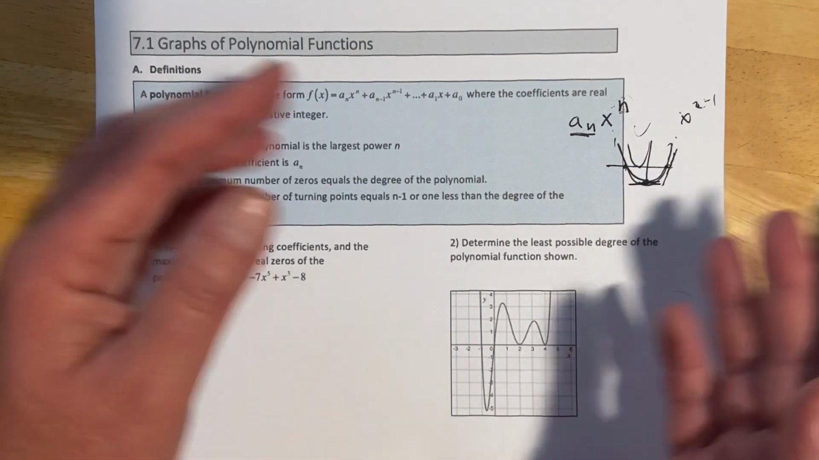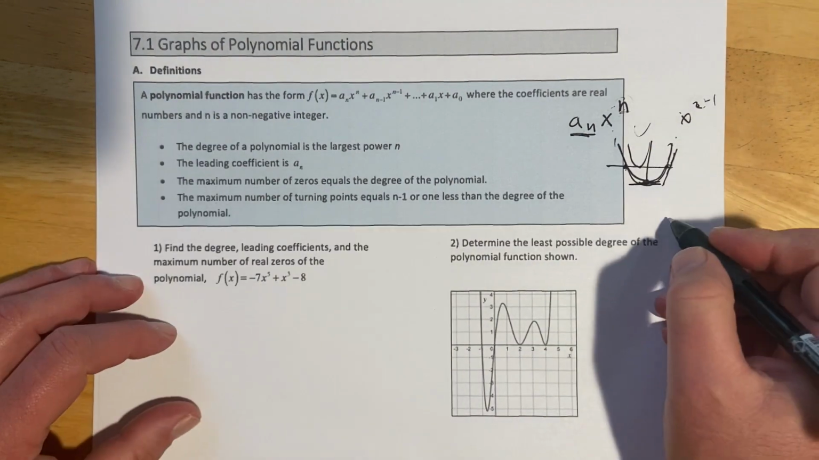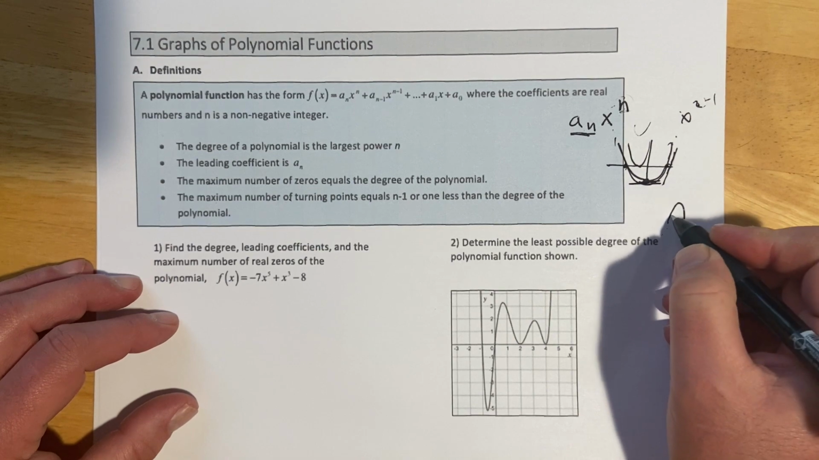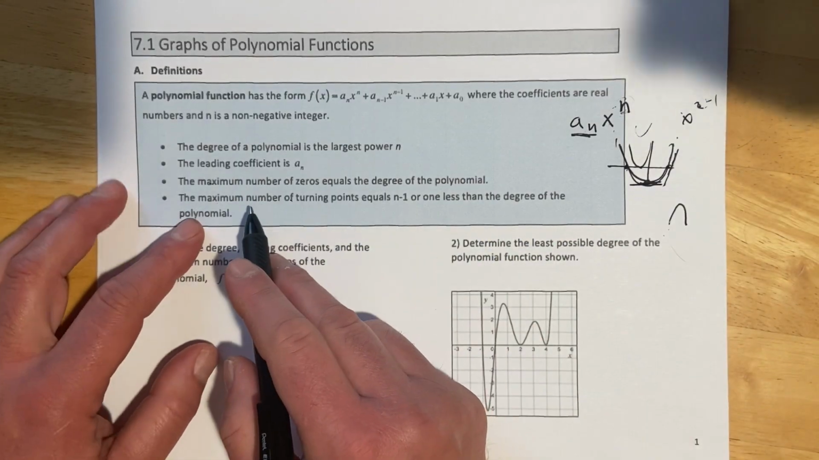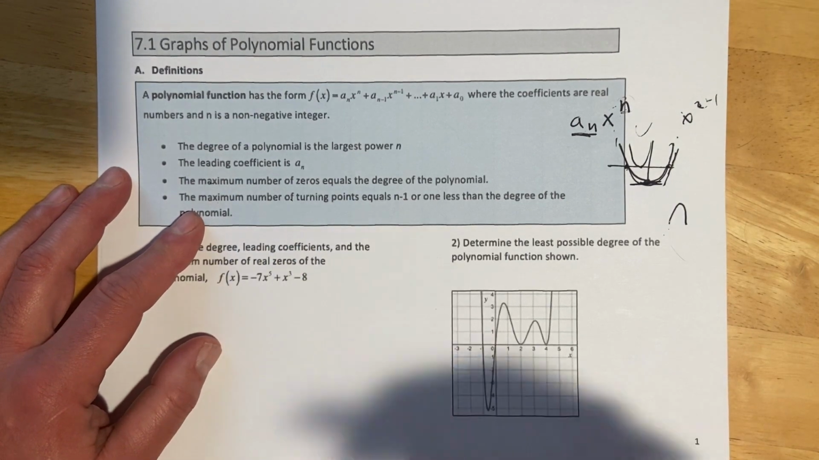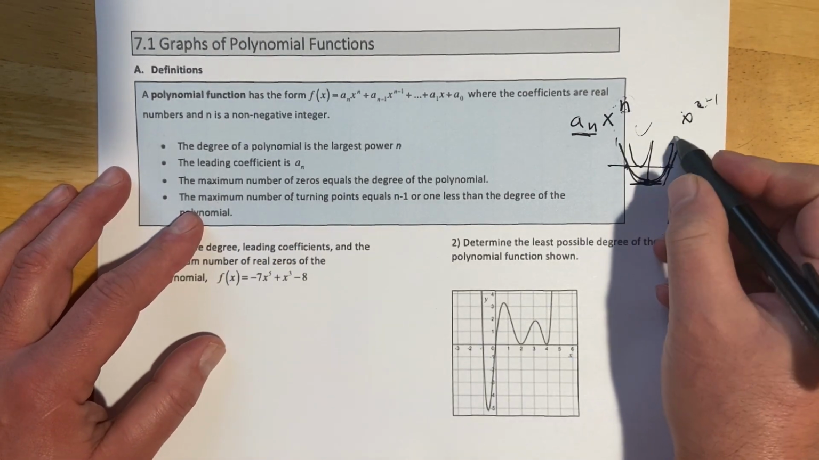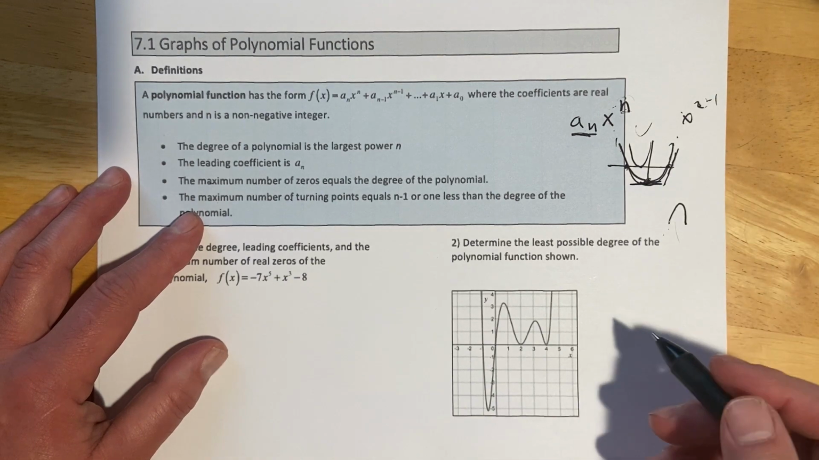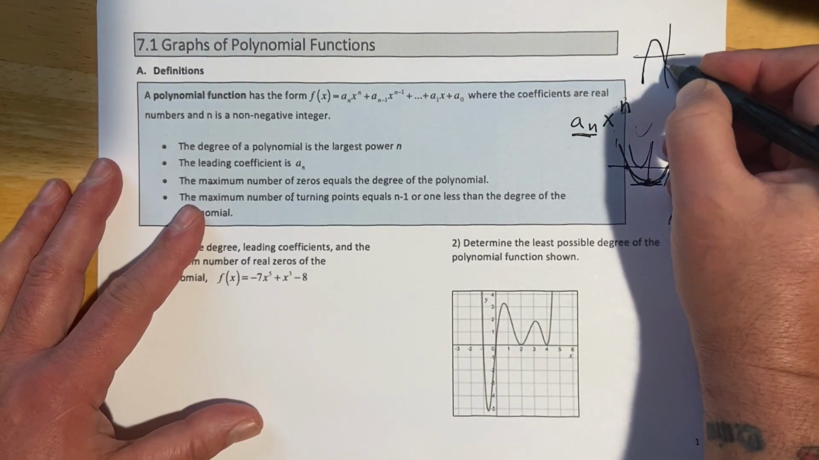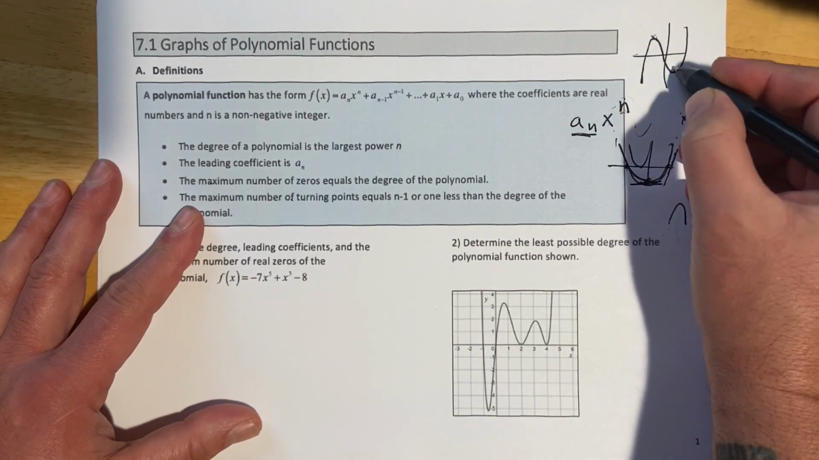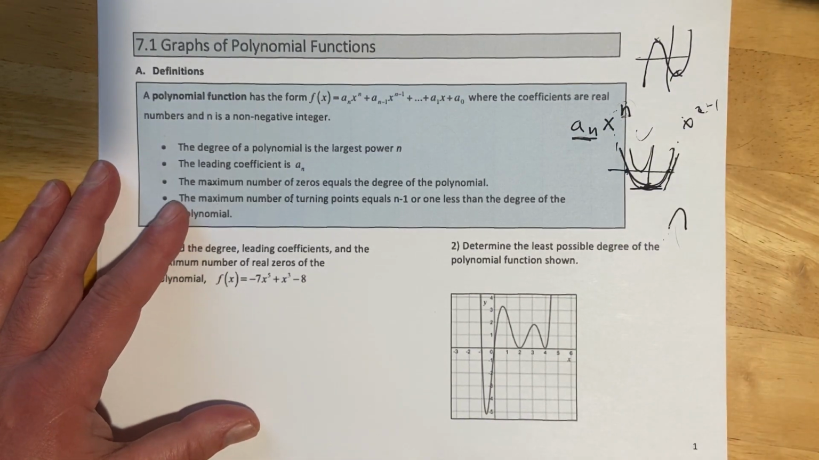So when it changes directions, that's called a turning point. And it could happen opening down or opening up, either way. And so again, the maximum number of turning points is 1 less than the degree. So since this is degree 2, it can only have 1 turning point. If it's a cubic, degree 3, it could have 1 or 2 turning points and so forth.